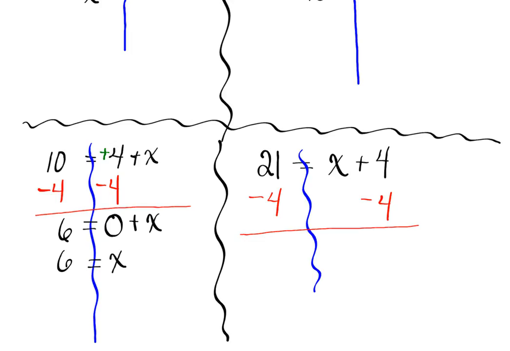Okay, x plus 4 minus 4 is x plus 0. 21 minus 4 is 17. Okay, x plus 0 gives me x, and the answer is 17. So these are all four ways that you will probably see one-step equations that deal with addition.